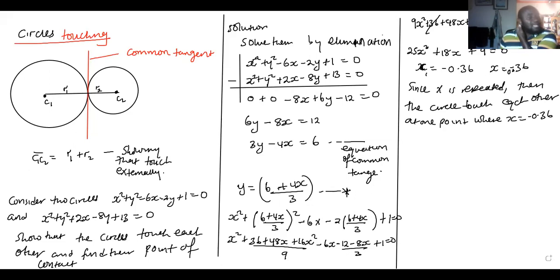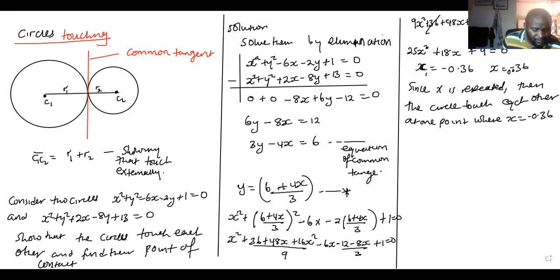So here they are asking us to show that the circles touch each other. So we have shown by going ahead and using the tangent, which is the equation of the common tangent. You substitute it in one of the equations of the circles, then you solve the quadratic you have designed. That quadratic will give you a repeated root. When a repeated root is given, it means the circles are touching. When you get two different roots, it means the circles are intersecting.